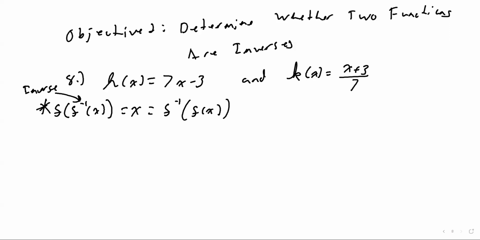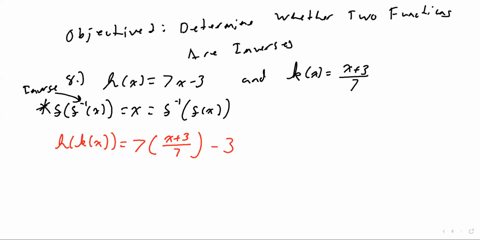So what we're going to do is, it doesn't matter which one you do first. Take one of them, plug it in, then simplify. So I'm going to do h of k of x, meaning I'm going to take the k and plug it in for x. So this becomes 7 times (x plus 3 over 7) minus 3. Yes, ma'am. You have to do both. You've got to go either way with this. It doesn't matter which one you do first. You've got to show it.